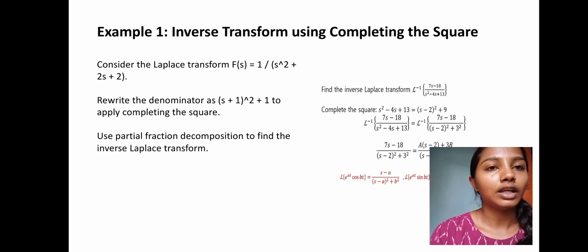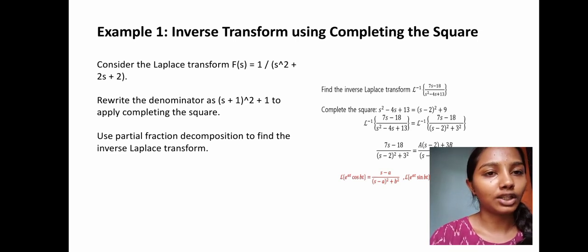Example 1. Inverse transform using completing the square. Consider the Laplace transform F(s) equals 1 by s square plus 2s plus 2. Rewrite the denominator as (s plus 1) whole square plus 1 to apply completing the square. Use partial fraction decomposition to find the inverse Laplace transform.